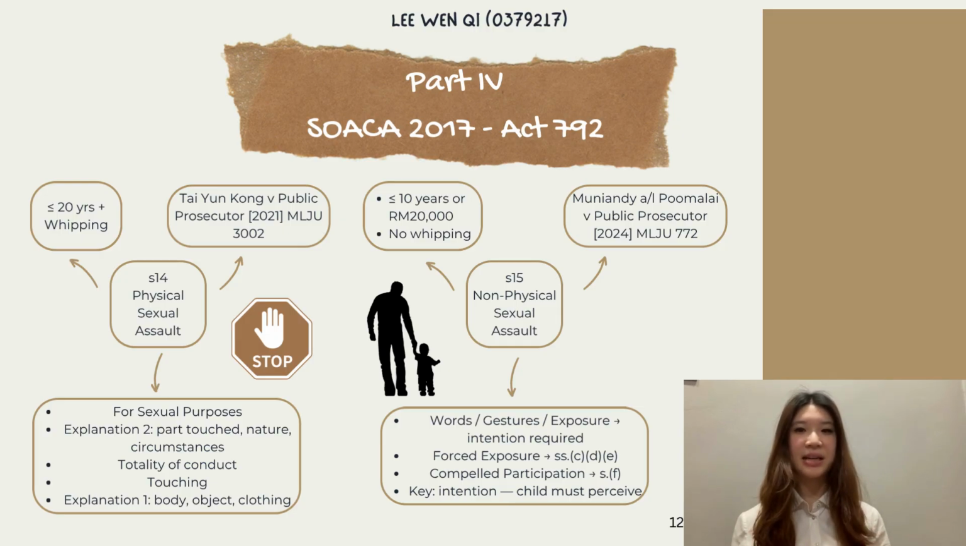Section 14 criminalizes physical sexual acts against a child without sexual intercourse. This includes touching a child, making a child touch another person, making a child touch themselves, or any other act involving physical contact for sexual purposes. The punishment is imprisonment up to 20 years together with whipping.